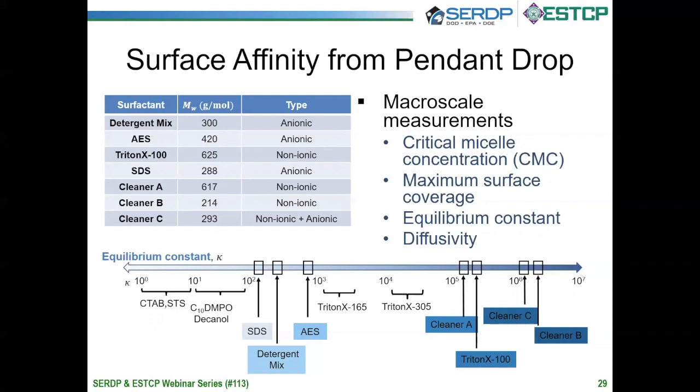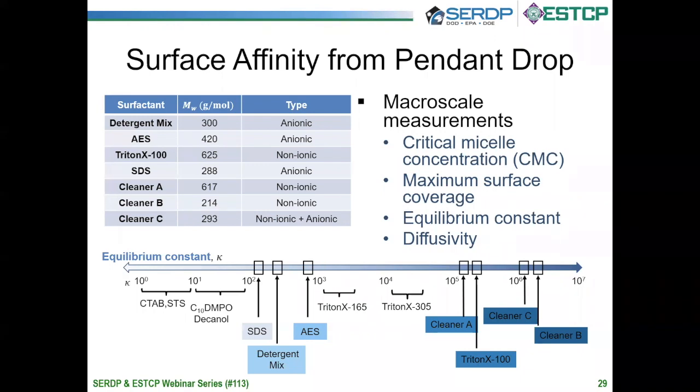And we can use the macro scale measurements, the pendant drop measurements, to determine critical micelle concentration. So we perform experiments at different concentrations, and then we find at what concentration you no longer change the equilibrium interfacial tension value. That's how much you can pack at that interface, and after that, the surfactants will form these spheres or micelles in the bulk phase. You can take the gradient of the interfacial tension with respect to log of concentration, and you can find the maximum surface coverage of the surfactant at the interface.